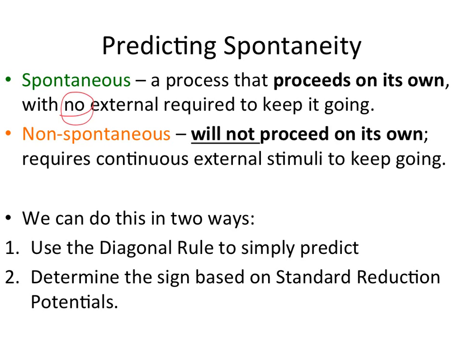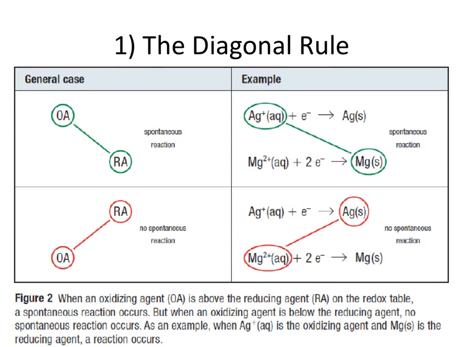To predict spontaneity, we can do this in 2 ways. The easiest way is using the diagonal rule to predict it, but if we really want to confirm it and check our predictions, we'll use our standard reduction potentials to calculate the electromotive force. The diagonal rule is pretty simple. Based on our standard reduction potentials, we have a whole list of things that are being reduced. For example, A plus gains an electron to produce a solid. And we have a whole list of these different reduction reactions.